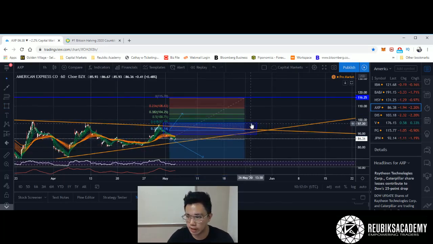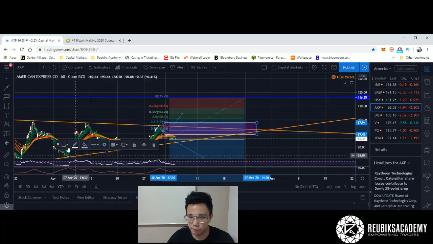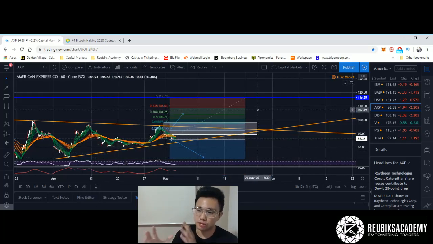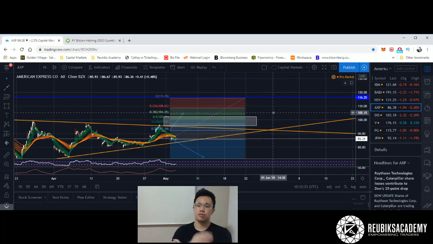Let me put in a different color just to make sure that you guys get what I'm saying. Is this a better color? No, not really. Let me try another color. Let's try white. I think white would be good. So you can see the white box is where you look to enter, which is around here. That is the range of price you look to enter.